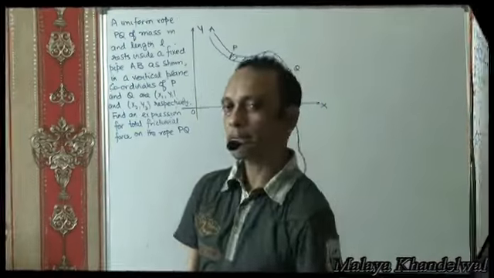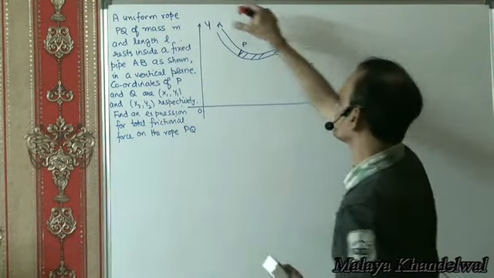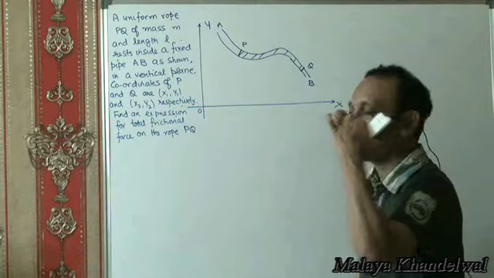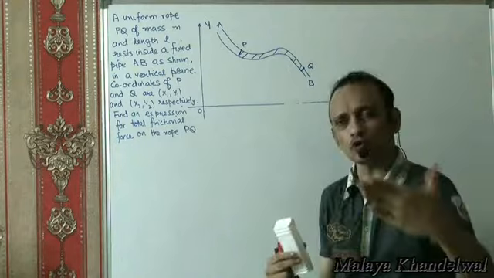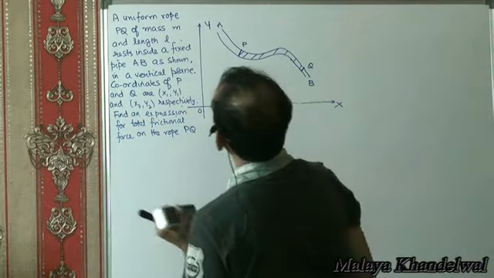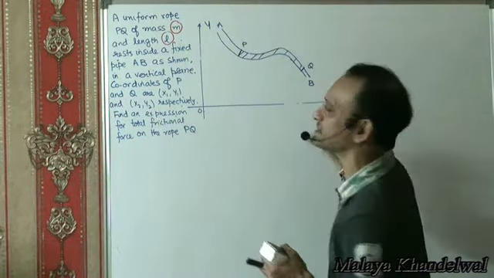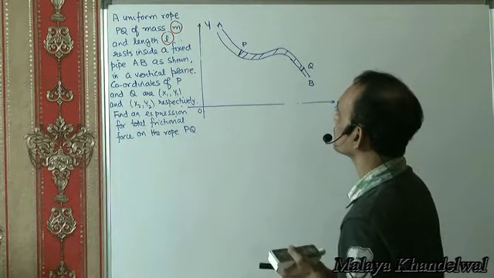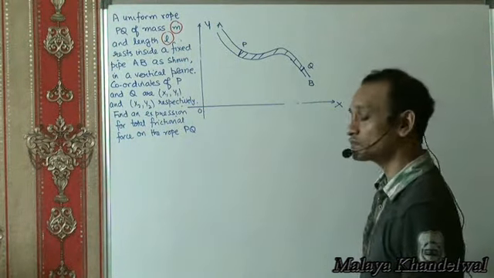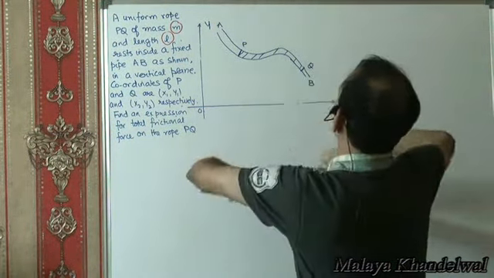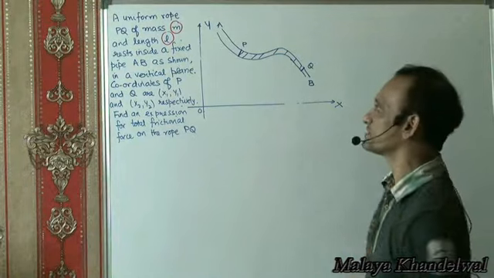But interesting. We have a pipe of a weird shape shown. This is AB, a pipe of a weird shape. And inside the pipe, there is a rope PQ. The shaded region is a uniform rope PQ of mass M and length L, resting inside the tube. And the whole unit is in a vertical plane under the influence of gravity.